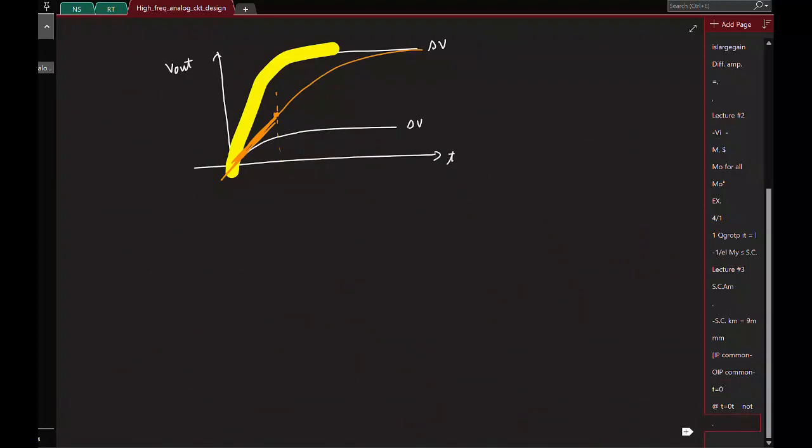Sir, we can also find out the maximum value of delta V at t equals 0 plus. Yeah, we'll do that now. I naught by CL. No, we'll come to that. It's not exactly that actually. We'll find out.